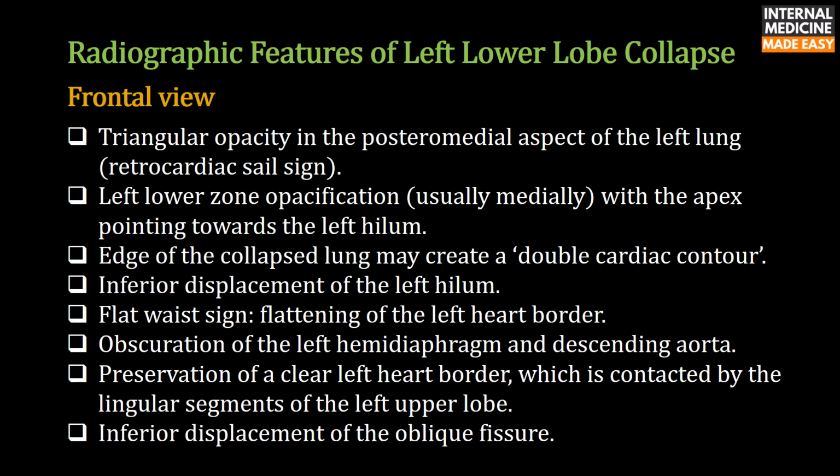Now, radiographic features of left lower lobe collapse. In the frontal view, there is triangular opacity in the posterior medial aspect of the left lung, which is known as retrocardiac sail sign. Left lower zone opacification, usually medially, with the apex pointing towards the left hilum. Edge of the collapsed lung may create a double cardiac contour. Inferior displacement of the left hilum.